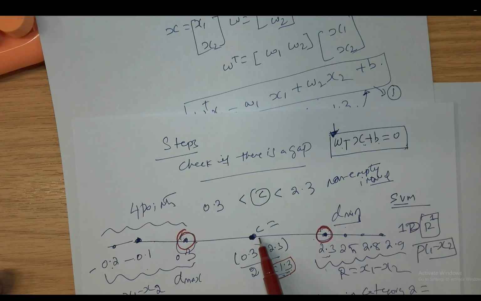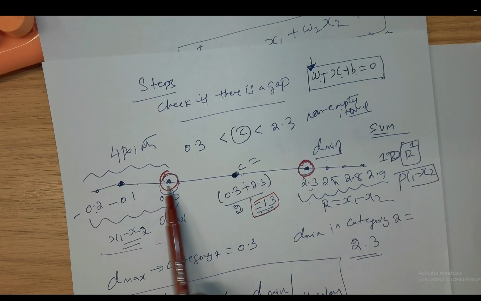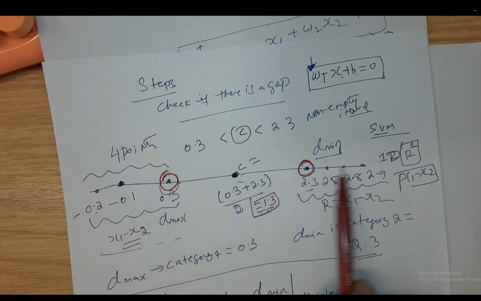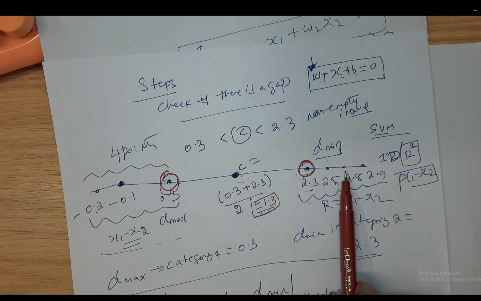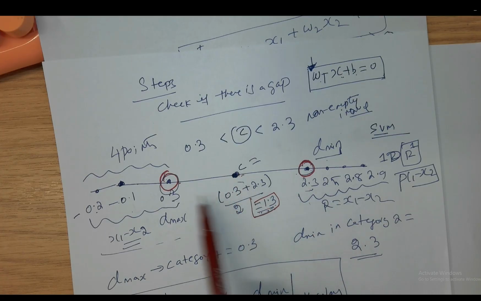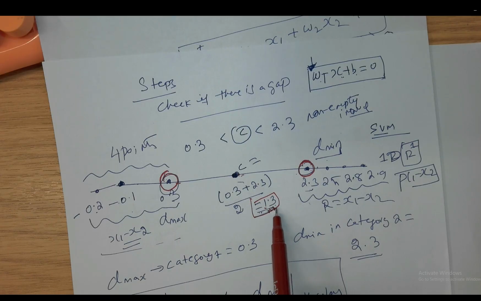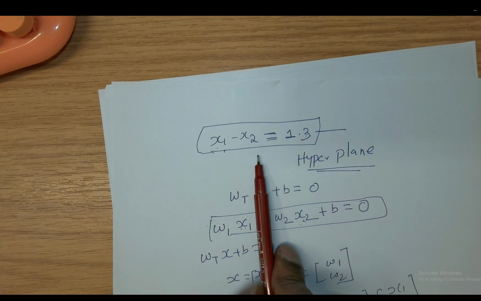So we take the midpoint. So this point is nothing but x1 minus x2, isn't it? This entire line talks about x1 minus x2. So this particular point, which is the midpoint, 1.3. So this is a vector that has a meaning, and the meaning is 1.3 is equal to x1 minus x2. And surprisingly, that looks like your hyperplane.